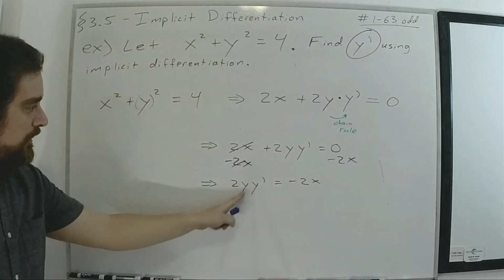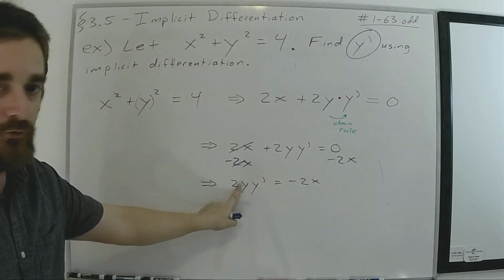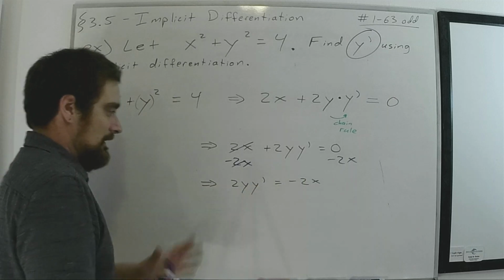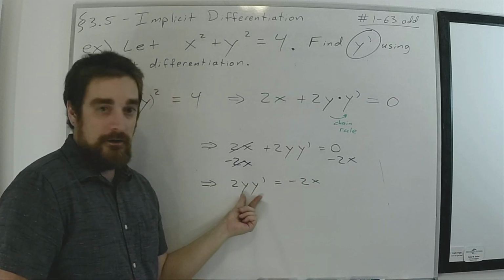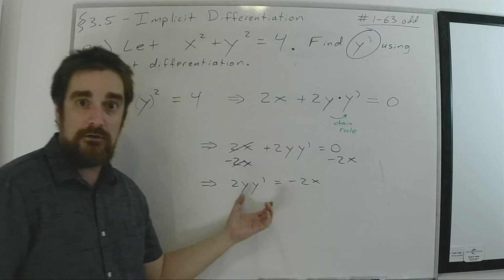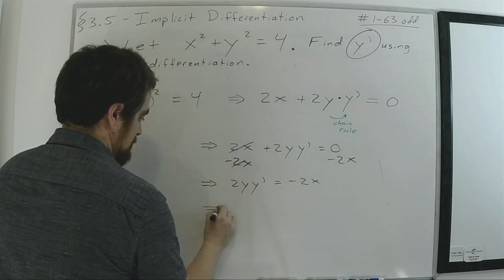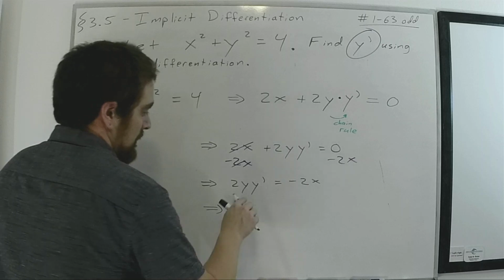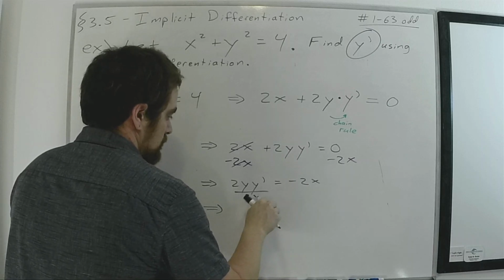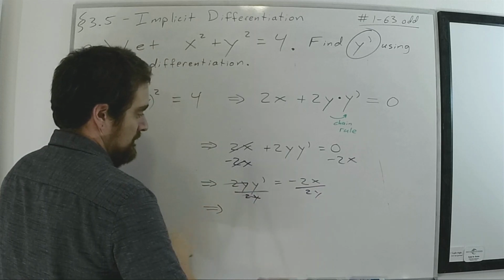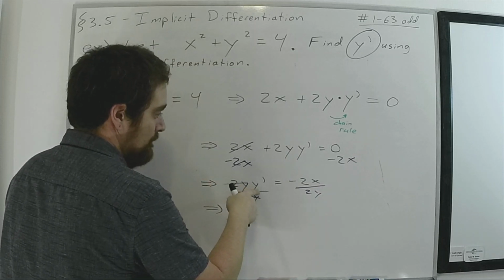So I get 2y y prime. These are all just being multiplied. 2y times y prime is equal to negative 2x. Again, y is not just a variable. y is an entire function that you need x for, but I don't get to see it explicitly. So the only thing I can do is divide out by 2y on both sides, so I can get those to cancel and isolate y prime.